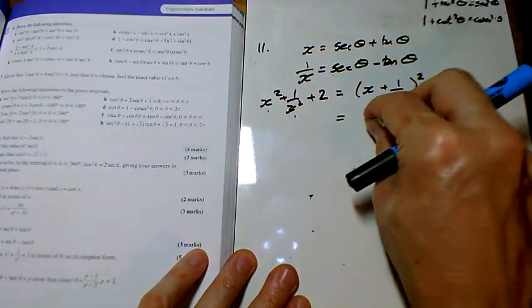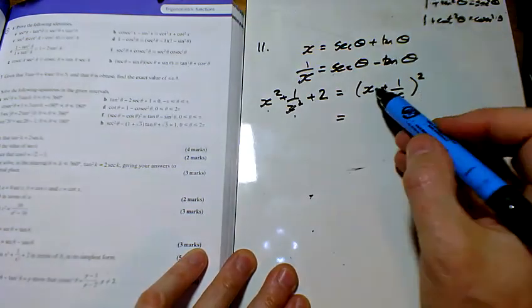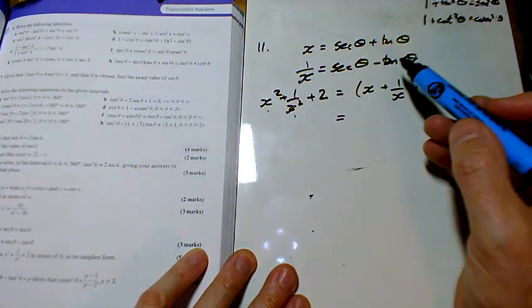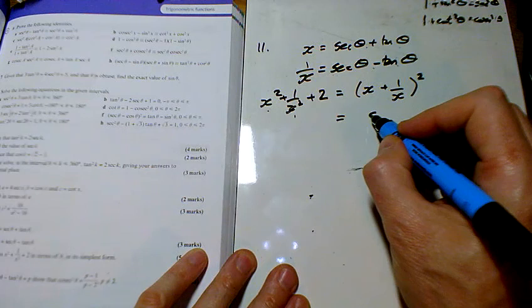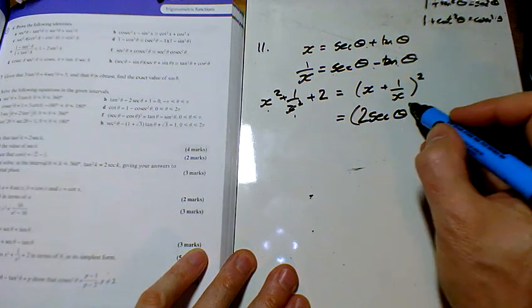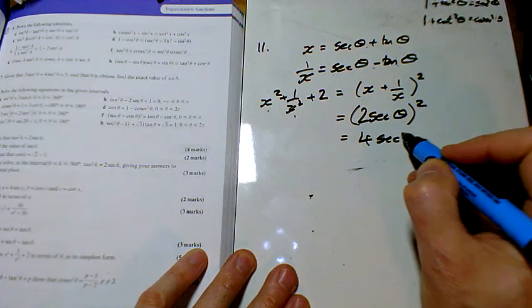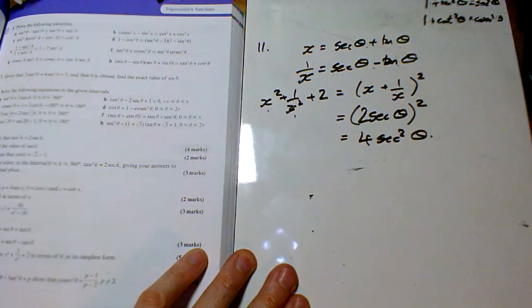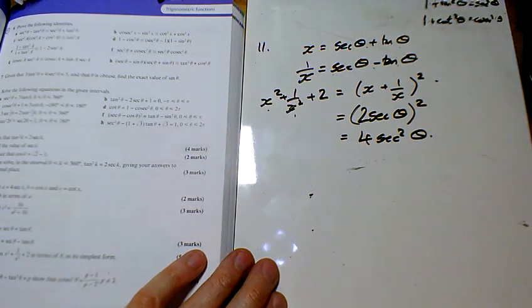So having spotted that, I think that makes it a little bit easier, doesn't it? Because now you've got x plus 1 over x. So these two things added together, the tans are going to cancel out. So that just gives us sec theta plus another sec theta. And I need to square that. So it's 4 sec squared theta and finished. Now just spotting that probably saves us a lot of squaring.